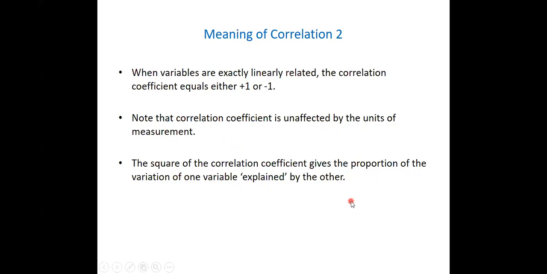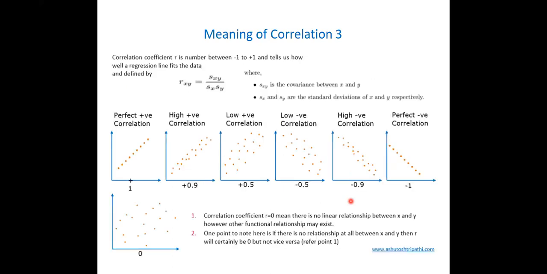The square of the correlation coefficient gives the proportion of the variation of one variable explained by the other. Yes, it's true, but it's more useful when we talk about regression. That's what we call the coefficient of determination. When we get to regression, we will look at it. We are going to regression now.